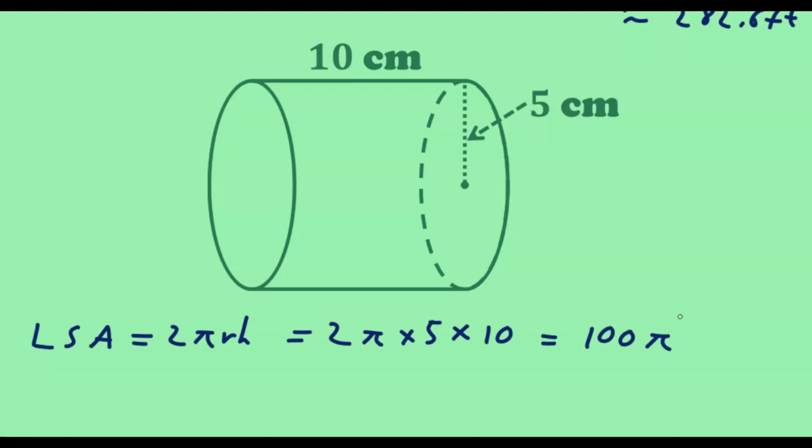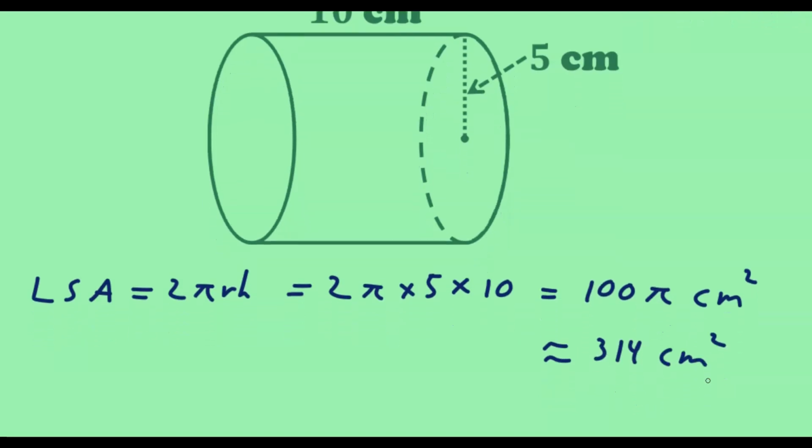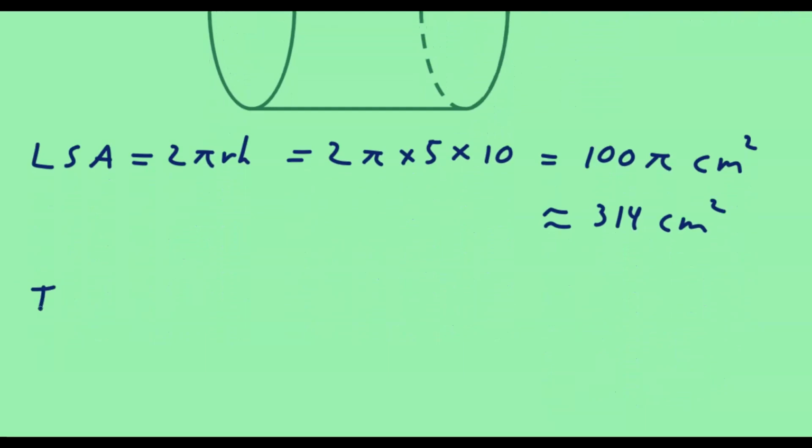And since the units of the radius and the height are given in centimeters, the unit for this will be centimeters squared. So the lateral surface area is 100 pi centimeters squared. And if we use the approximate value of pi, which is 3.14, we'll see that this is approximately equal to 314 centimeters squared.